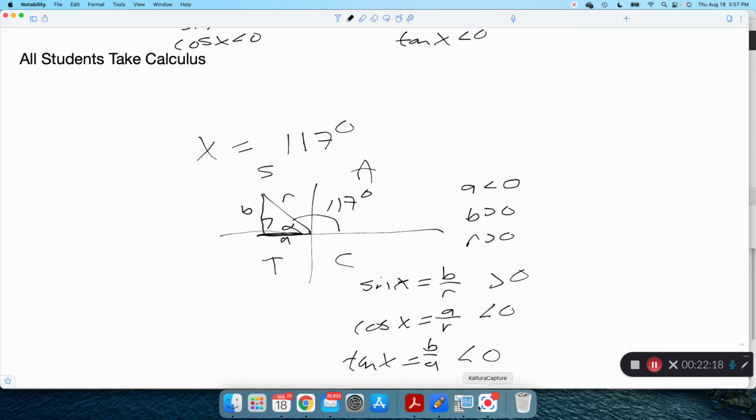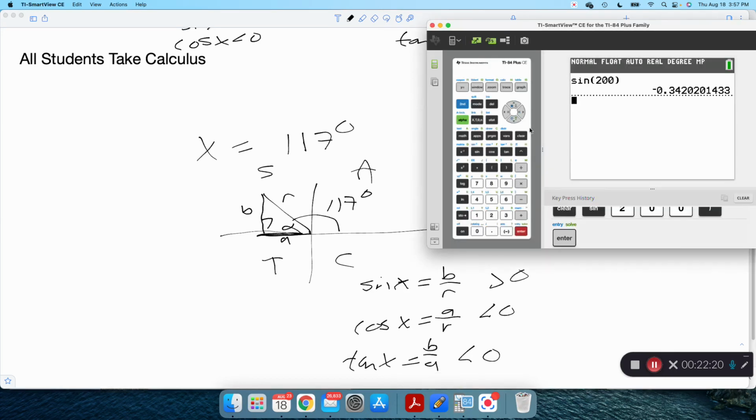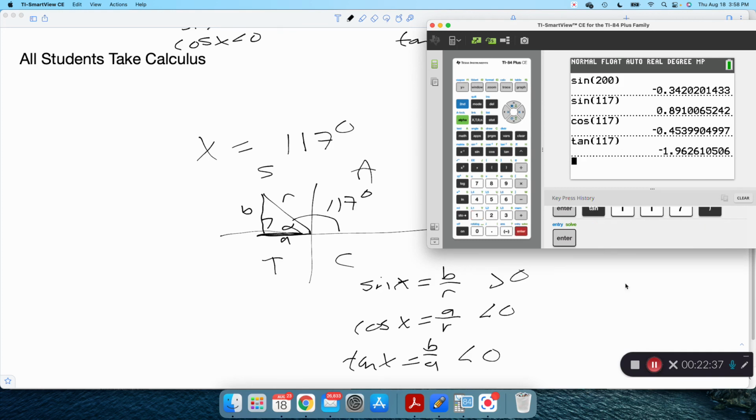And we can see that. Let's type those in our calculator. Sine of 117, positive number. Cosine, negative. And tangent, a negative. Okay, and that's a good place to stop.